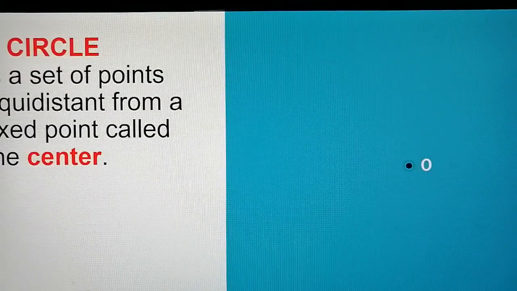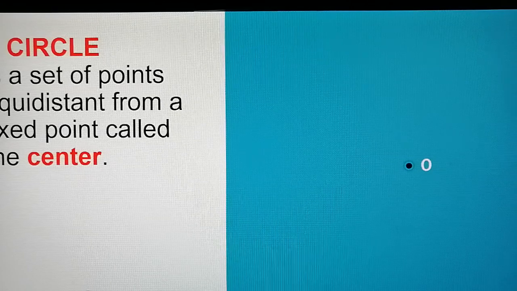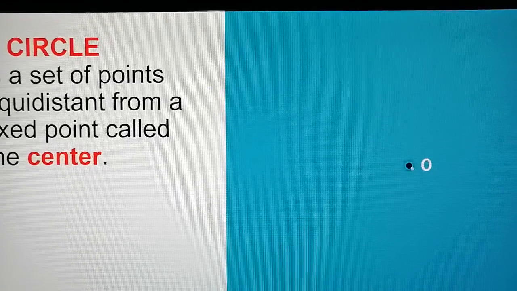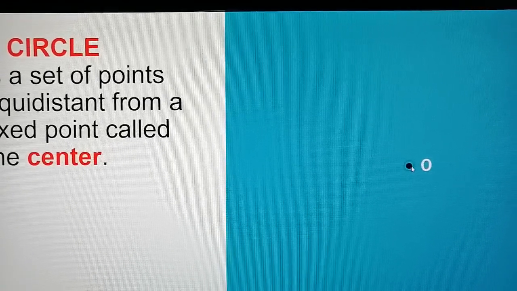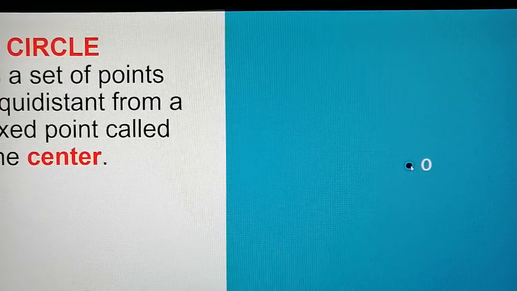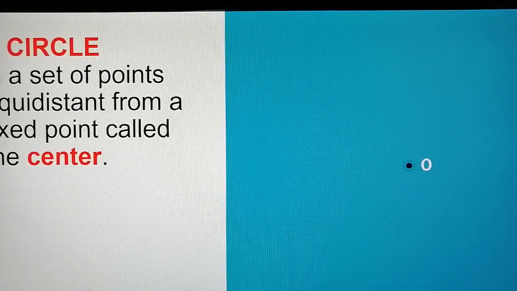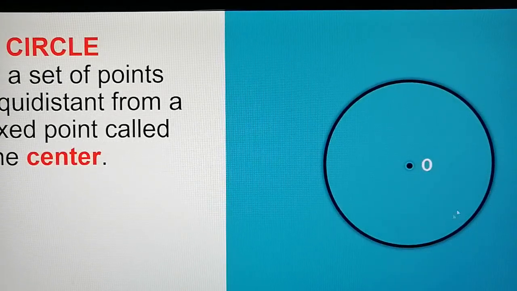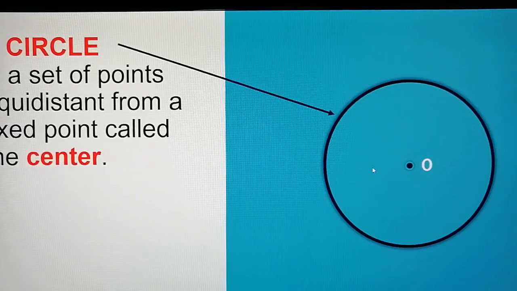A circle is a set of points equidistant from a fixed point called the center. For instance, we have here point O. So it is the fixed point, and the set of points equidistant from that fixed point, as you can see, is what you refer to as a circle. Okay, so this is what we refer to as the circle. Therefore, the best illustration of a circle is no other than the ring.